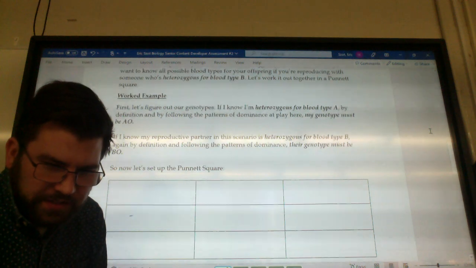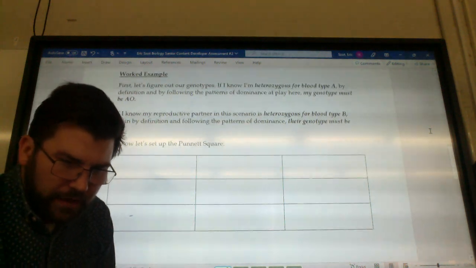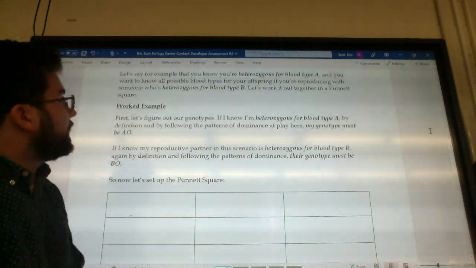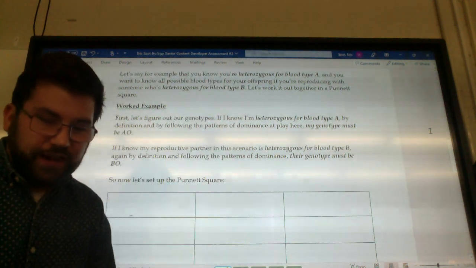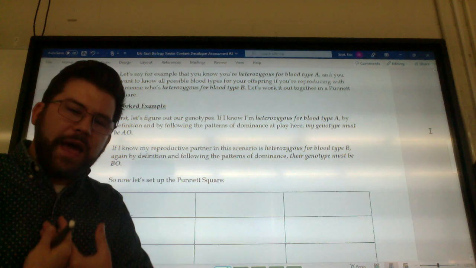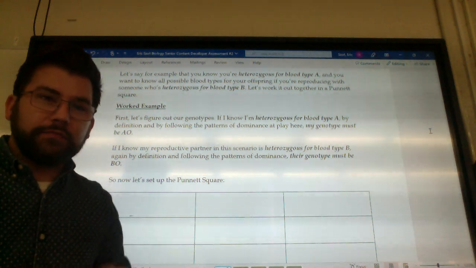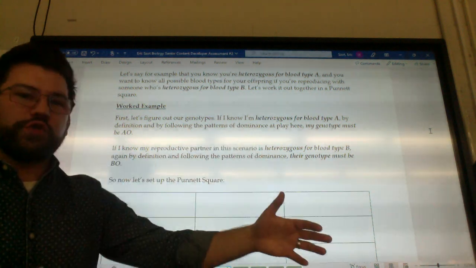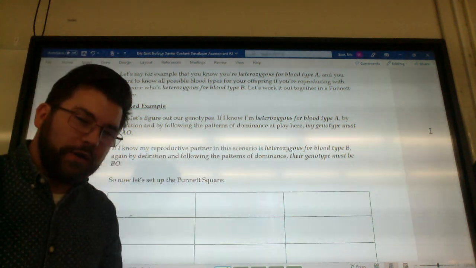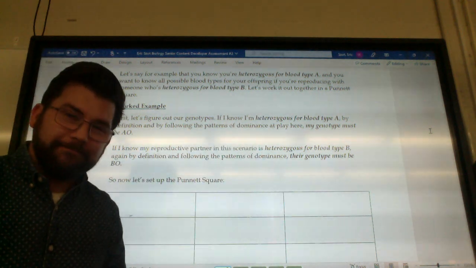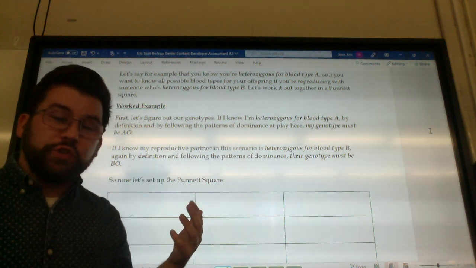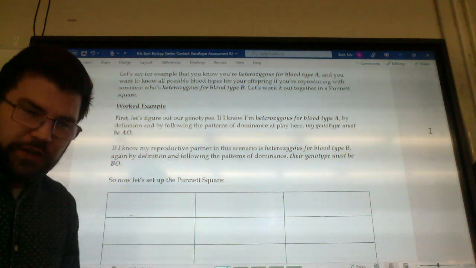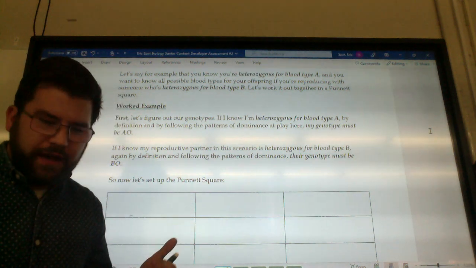So coming up to our worked example, and again, this is just an example I'm making up, just an example we'll work with here today. Let's say that I know I am heterozygous for blood type A. And let's say I am going to reproduce with a partner that I know is heterozygous for blood type B. What are our children going to be? What are these offspring going to look like in terms of their blood type? We can figure this out just based on the information we have here.